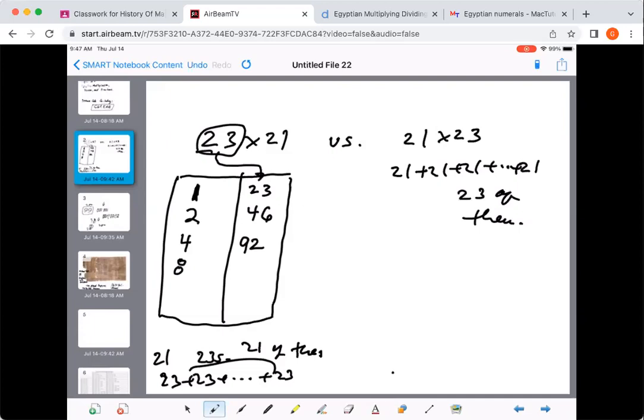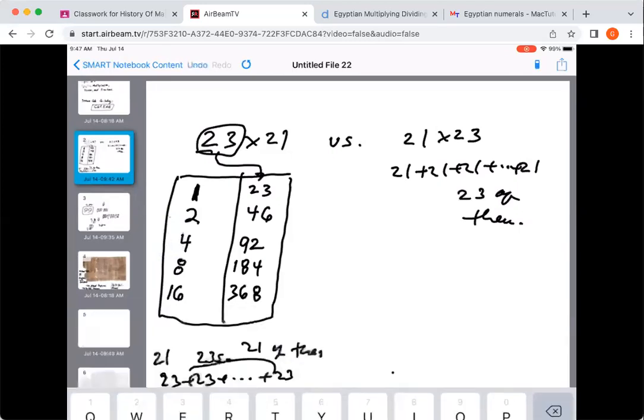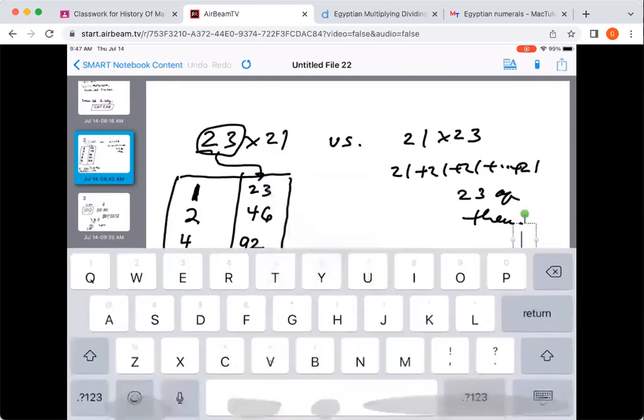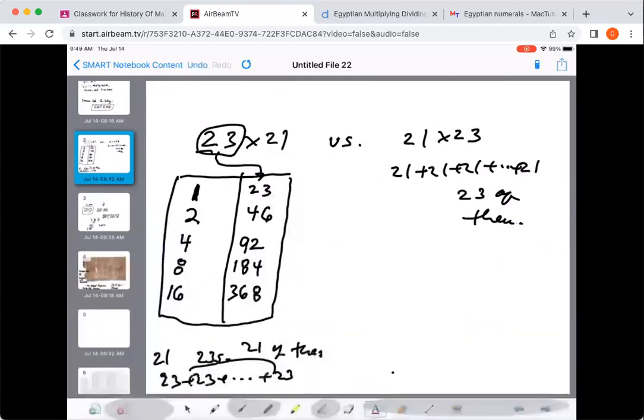So now double again. And one last time, we double. I'll tell you how you know when to stop doubling. If you were to double this, it would become 32, which would already be bigger than the number I'm multiplying by, the 21. So we stop doubling when this becomes 16. It's still less than the number I'm multiplying by.